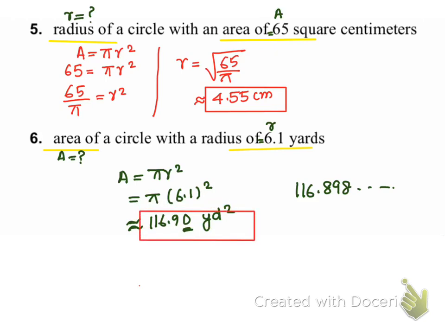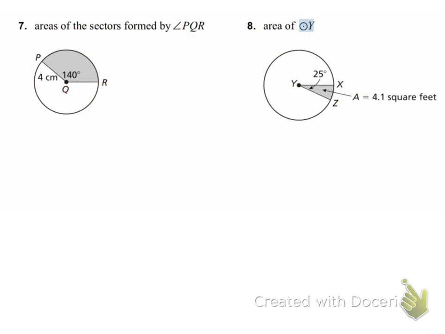Let's move to question number 7. Question 7 is areas of sectors formed by angle PQR. So now it's a sector area. I told you the basic way how you do it: you have to have the fraction of the angle times the area. Fraction means you take what angle out of 360. So it is x over 360 times the area, and area is pi r square. That you have to use.